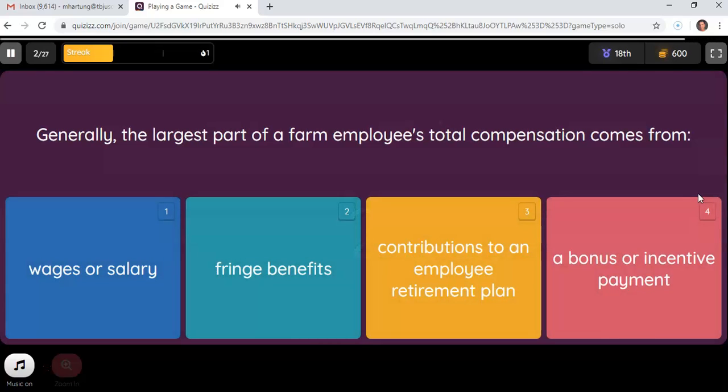Generally, the largest part of a farm employee's total compensation comes from bonuses, contributions to retirement, fringe benefits. The largest part would come from wages or salary.